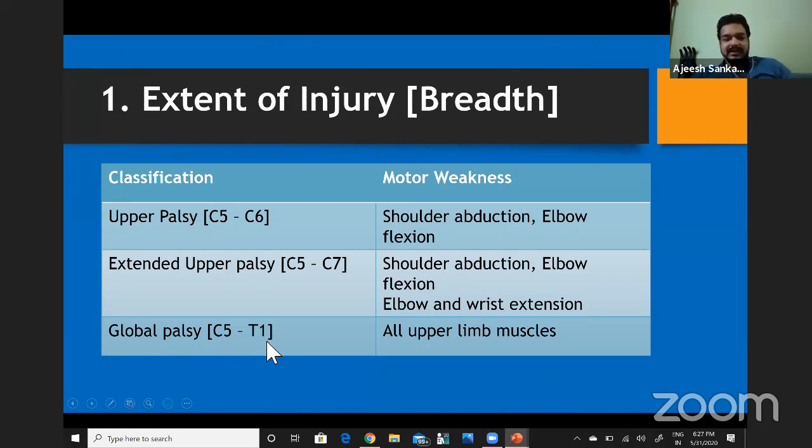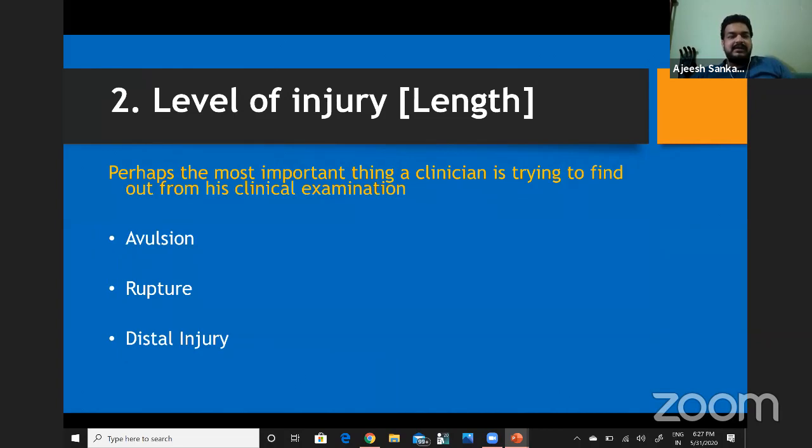Now we also know that there is a lower plexus palsy, which involves C8 and T1, but this is clinically very rare. We usually do not see cases where we have weakness of only the hand. Mostly if the hand is weak, we would have some weakness in the proximal part as well. So the isolated lower plexus palsy is a very rare situation. The next point that we're trying to find out is the level of the injury, and that we can visualize as where it is along the length of each brachial plexus component. And perhaps this is the most important thing that a clinician is trying to find out. Along the length, is it at the root level? Is it at the trunks?